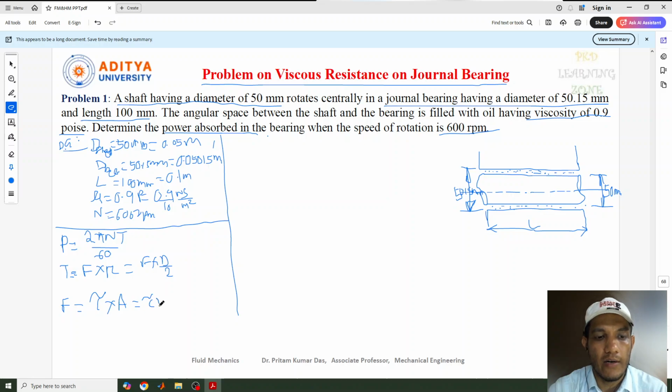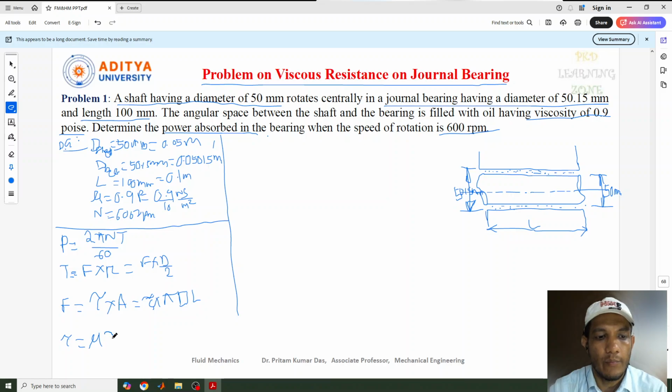So what is the area? The area of the shaft, the total shaft, that is nothing but pi D L we can consider. Now here, tau again needs to be calculated. So tau, we know the formula as per Newton's law of viscosity.